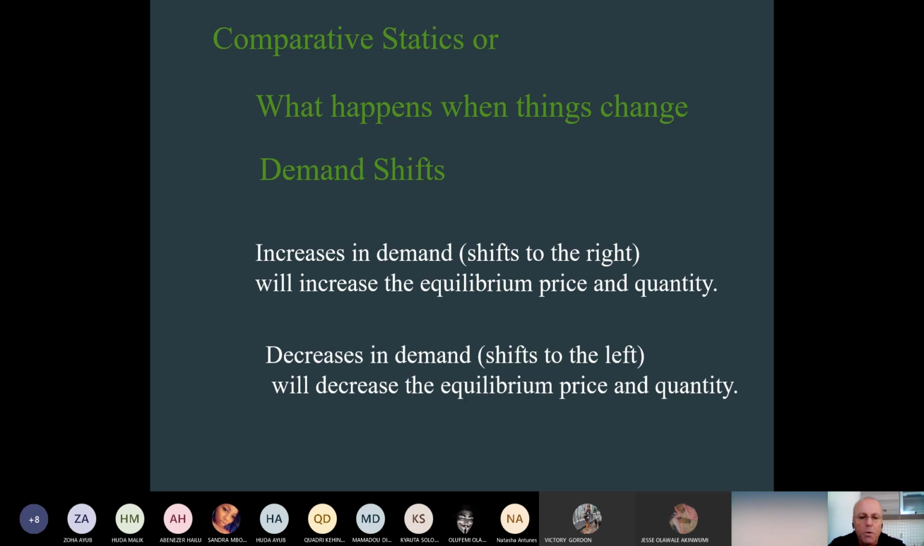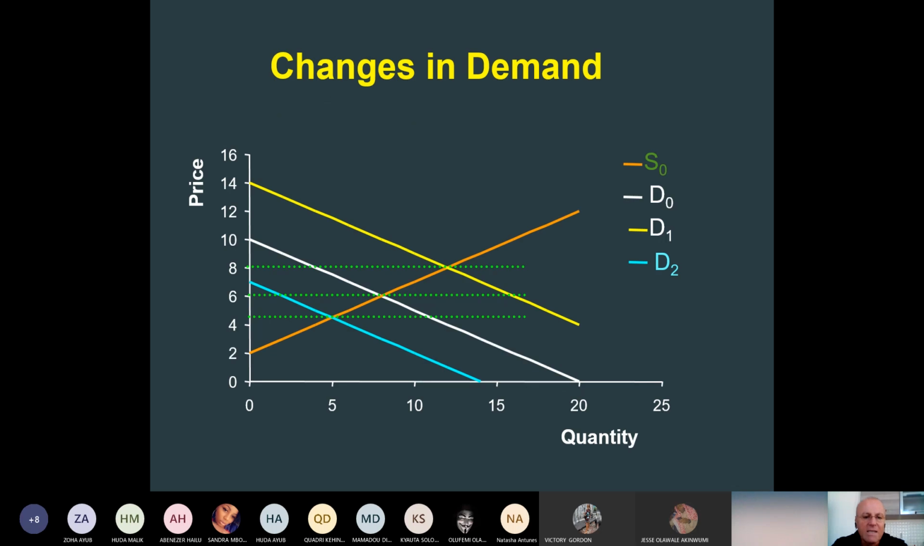This will then increase the equilibrium price and quantity on both sides, and a decrease in demand, a shift to the left, will decrease the equilibrium price and quantity as well. Therefore, this is the general knowledge for you for understanding when something happens in the market. When demand is increased or when demand is decreasing, what will happen to the market? And let's see these shifts on the markets.